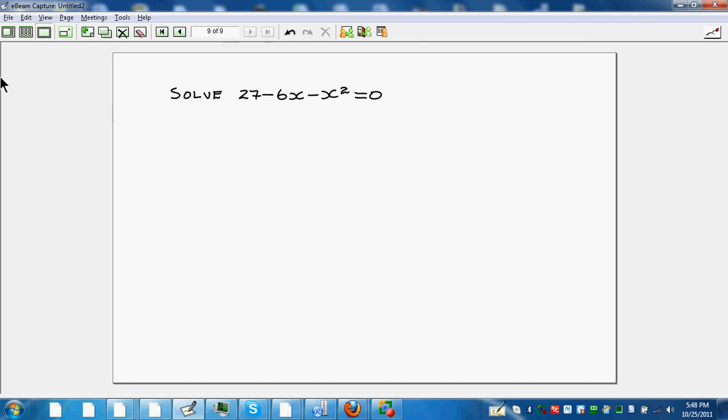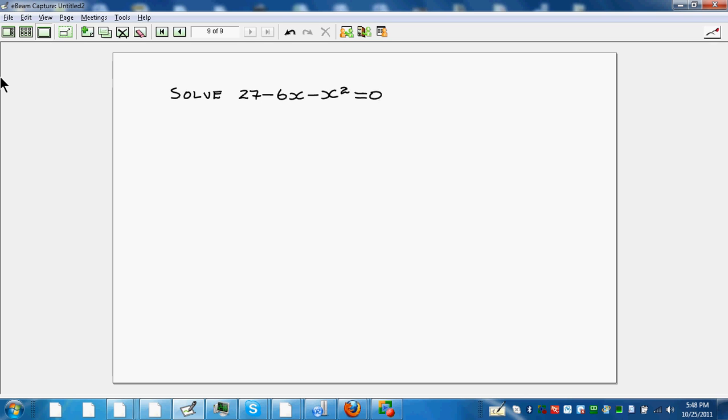Okay, so we're going to look at solving 27 minus 6x minus x squared equal to 0. All right, and we look at each of the three methods and see how to get this done. The first method we'll be using is the method of factors. And before we embark on any one of the three methods, we must first ensure that we have the question in a format that we are comfortable with.